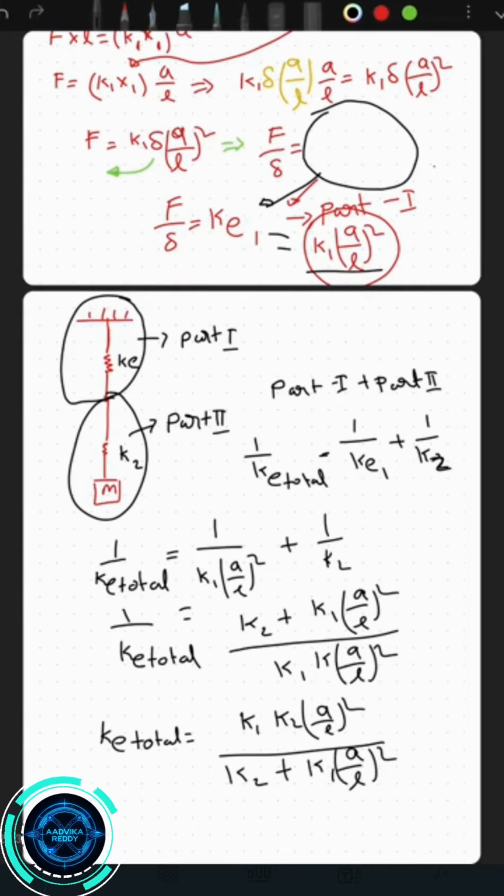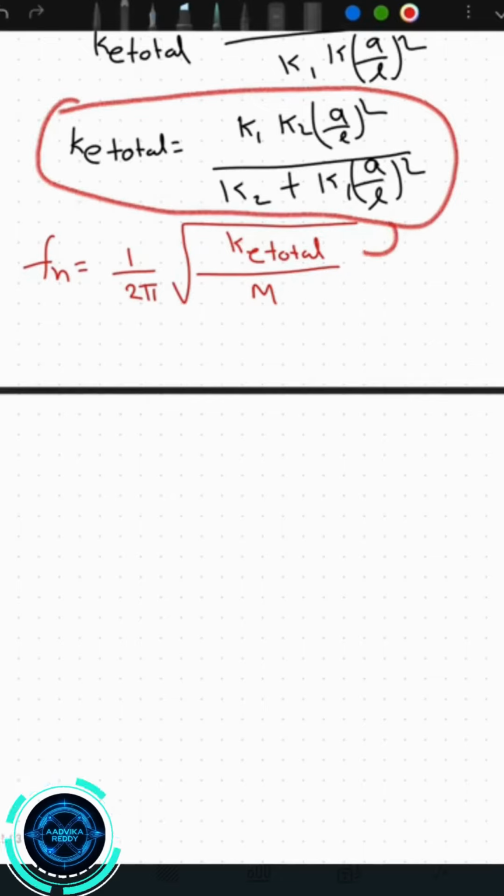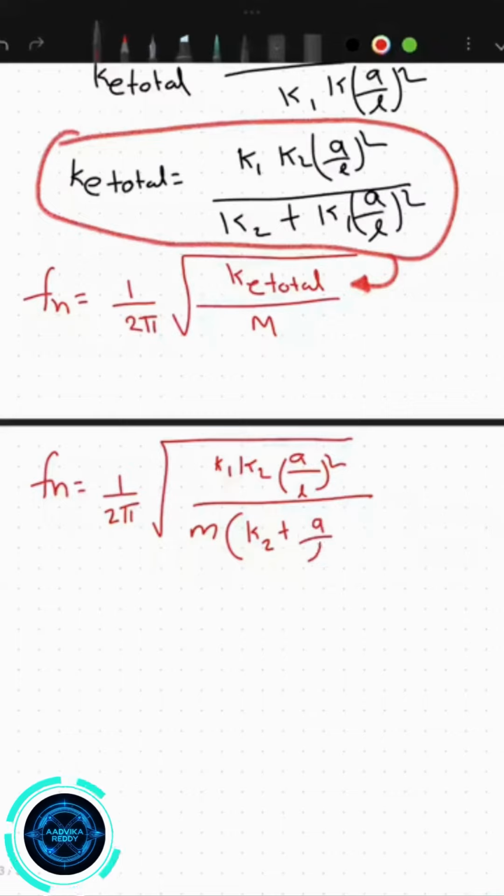Finally, K total equals K1 into K2 into (A by L) whole square divided by K2 plus K1 into (A by L) whole square. Frequency Fn equals 1 by 2 pi into square root of K total equivalent stiffness by mass. By substituting K total, we get Fn equals 1 by 2 pi square root of K1 into K2 into (A by L) whole square divided by M into K2 plus K1 into (A by L) whole square.